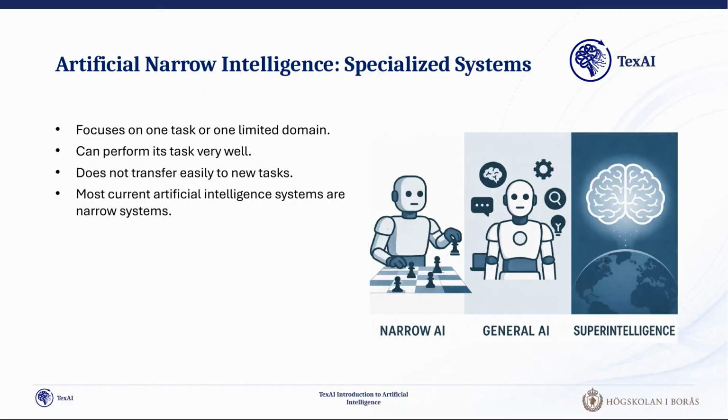Artificial narrow intelligence refers to systems that are specialized for one task or one limited domain. For example, a system may be very good at recommending products, recognizing faces, translating text, or playing a specific game. The important point is that this ability does not automatically transfer to other tasks. A system that performs well in one area does not therefore understand the world in a general way. Most artificial intelligence systems used today belong to this category. They can be highly useful, but their intelligence is narrow and task-specific.